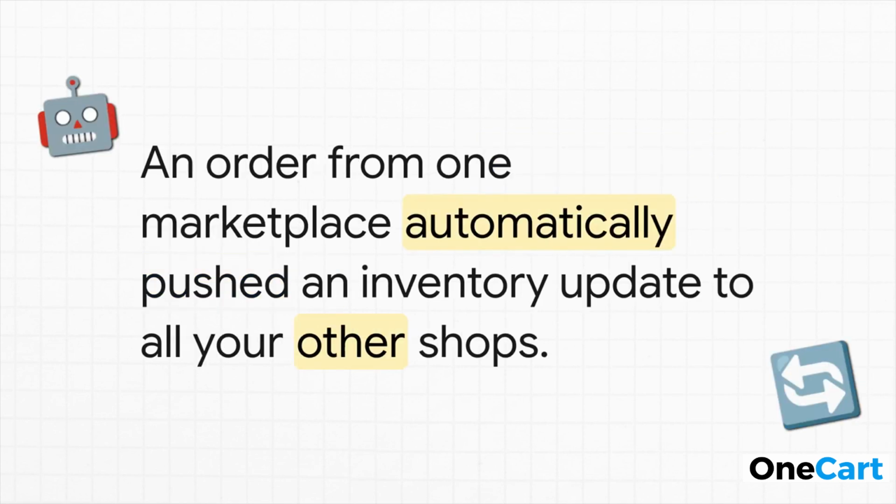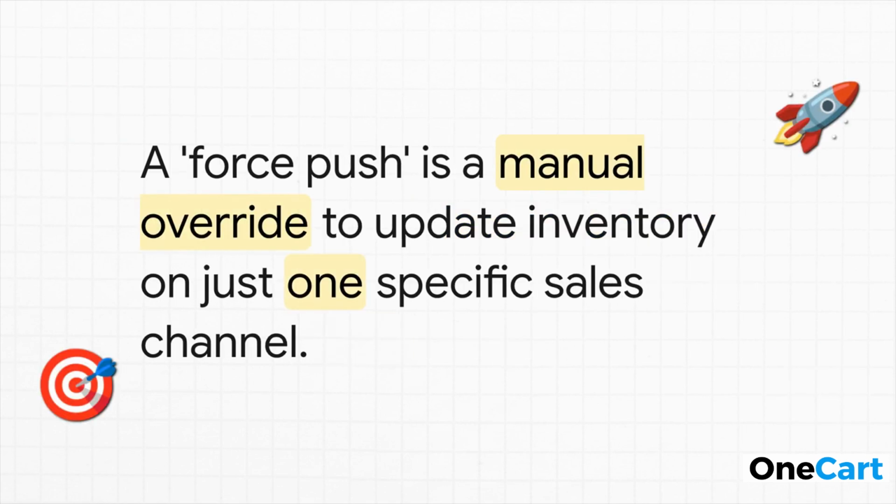And an automated operation is just as clear. An order came in from one marketplace, and boom, the system automatically broadcasted that inventory change to all of your other sales channels. You can see the system working for you, keeping everything in sync without you having to lift a finger. And a great system gives you even more detail. You can see special operations, like something called a force push. This is when you decide to manually override the system and push a specific stock number to just one channel. The log records that too, so even your overrides are completely tracked.